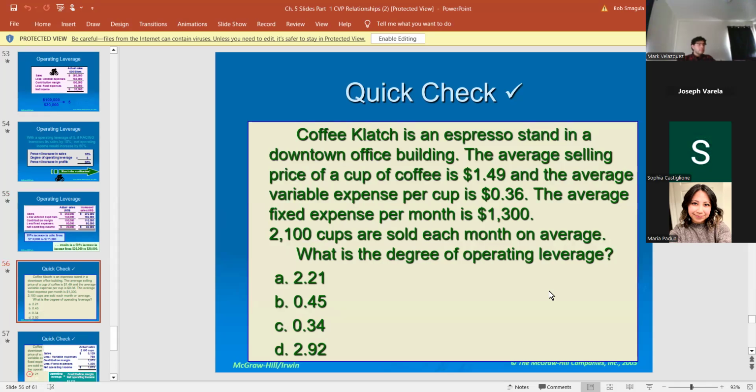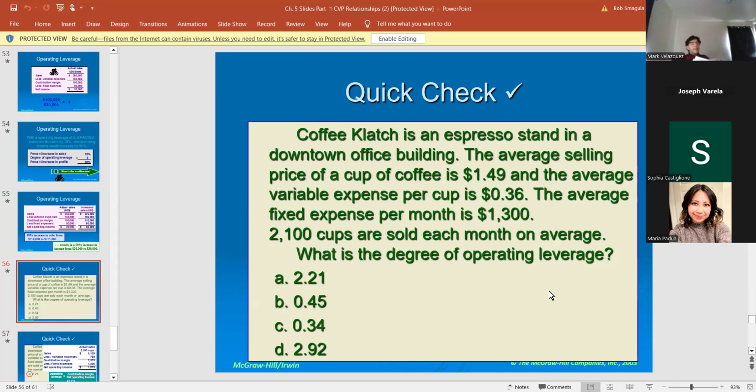Coffee Clutch. Well, that's a good name, an original name, huh? Coffee Clutch is an espresso stand in a downtown office building. They sell a cup of coffee for $1.49, and the average variable expense is 36 cents, and they've got some fixed costs. 2,100 cups are sold each month on margin.